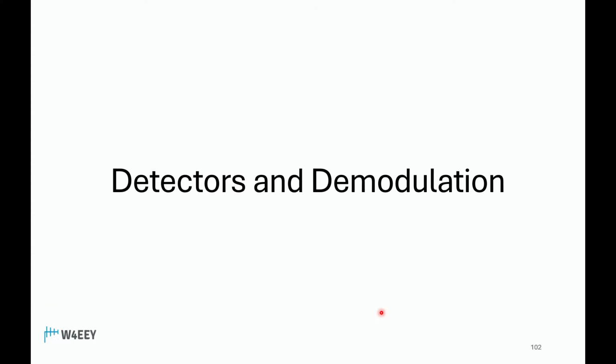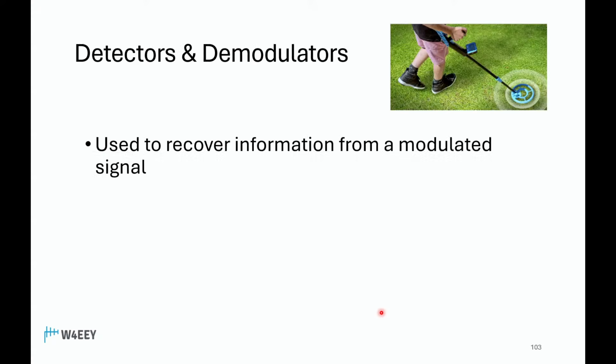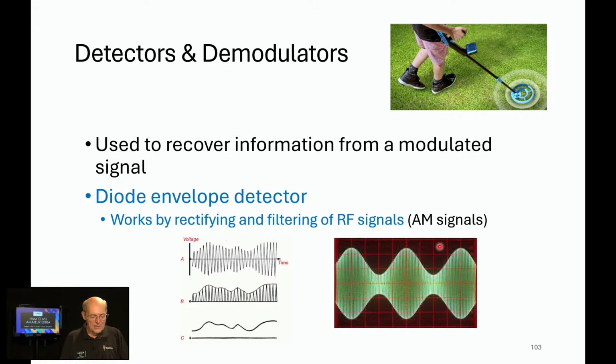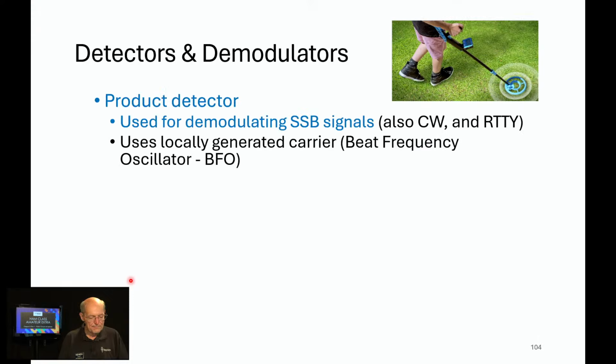We'll very briefly touch on detectors and demodulation. We use this to recover information from a modulated signal. An RF carrier, there's information there, but you can't really detect what it is. That's the idea of the metal detector. So for AM, it was kind of obvious from the way it's generated that a diode envelope detector works by rectifying and filtering the RF signals. So this is what's coming in. You rectify it and filter it, and now you've detected the AM signal.